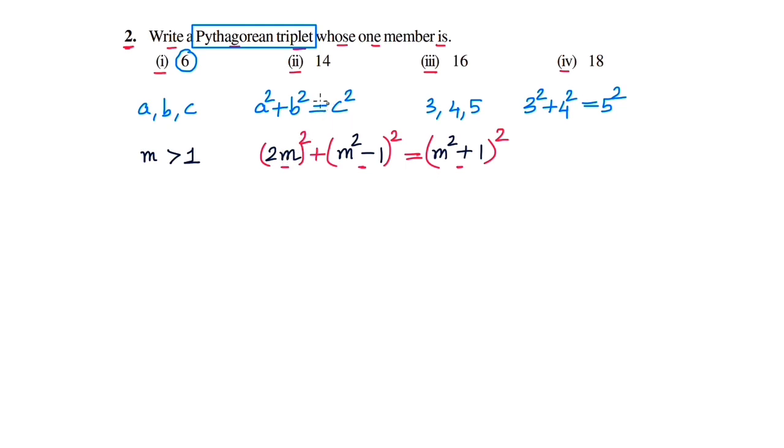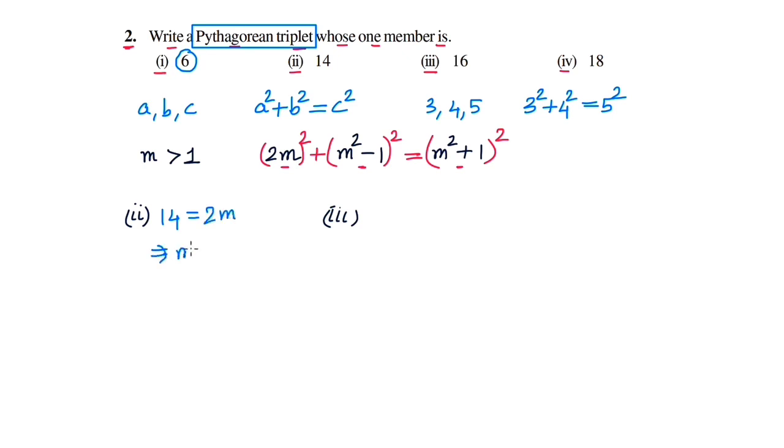So let's start doing the second part. In the second part we have one of the members as 14. We are going to apply the same concept that we have learned. So for 14, let's do it for 2m. If we compare 14 with 2m, we will write it as it is, like 14 will be equal to 2m.